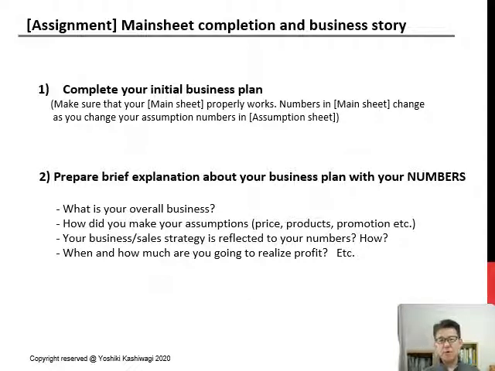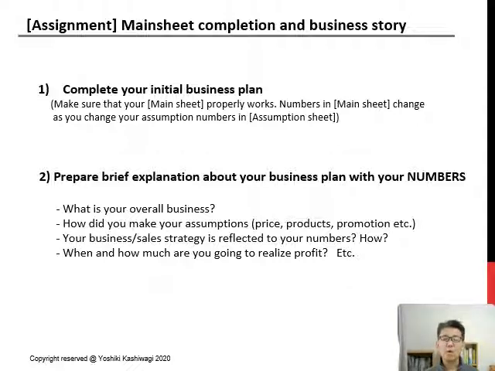The points I want you to raise are something like this. What is your overall business? I want you to explain how your business works, what your business scope is, what your business strategy is, and how you made your assumptions. How about the price and products? Are you going to differentiate by product, or what is your promotion plan, etc.? And your business sales strategy, how you reflect all strategy into your numbers in your plan.